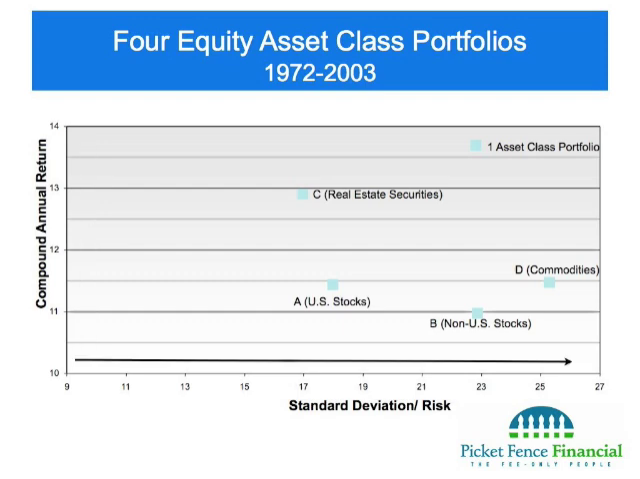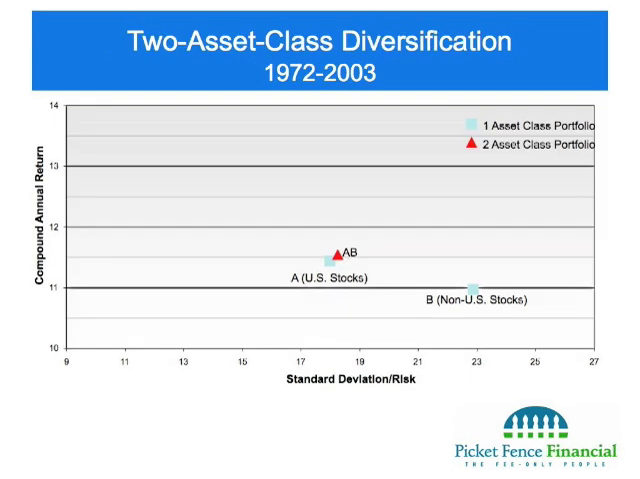Now, along the horizontal axis at the bottom, you have the measurement for standard deviation, which is also known as the risk. So the further to the right we go, the more volatile the asset class. So you can see of the 4 asset classes, commodities was the most volatile, and real estate securities was the least volatile. So now what we're going to start doing is combining these asset classes. The first thing we're going to do is create portfolio AB. That's going to be 50% of U.S. stocks and 50% international stocks. And what we're going to do is we're going to rebalance this portfolio every single year.